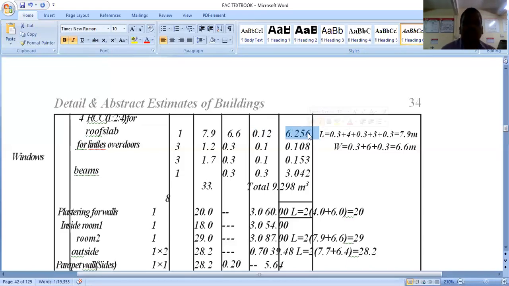We have already seen here, I have already written it as 6.256 cubic meter. After that, what we are going to do is find the quantity of lintels over doors, windows, and next is the beam. Just put backspace. I will write here windows.